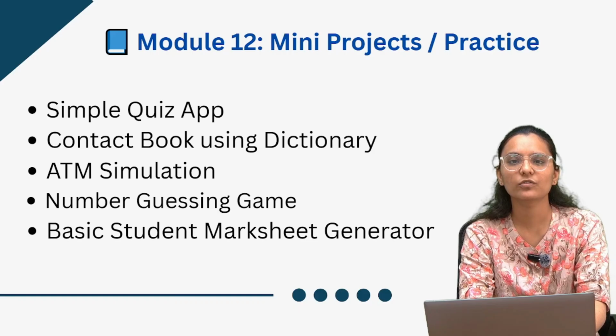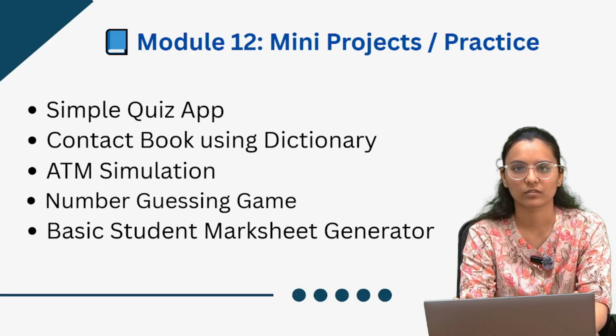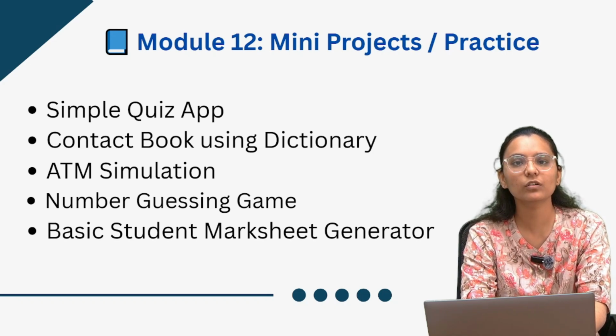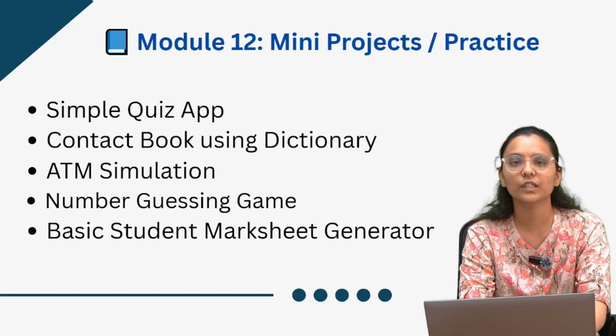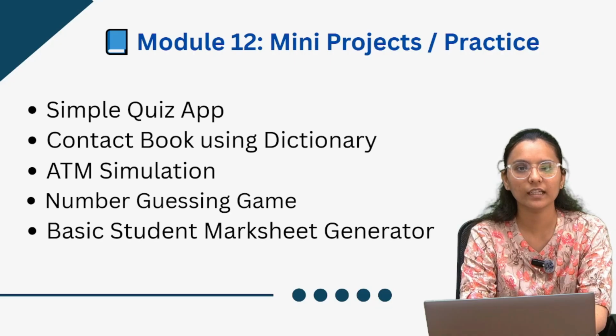Next, we will see how to create mini projects, all based on modules 1 to 11. If you learn all the modules perfectly, at the end you will be able to do the projects. Projects like a simple quiz app, and how to make a calculator with the help of Python programming. So all these mini projects we will see in the class.